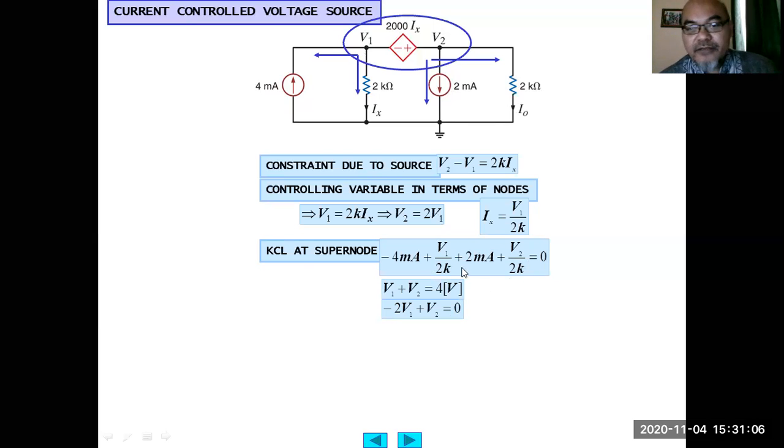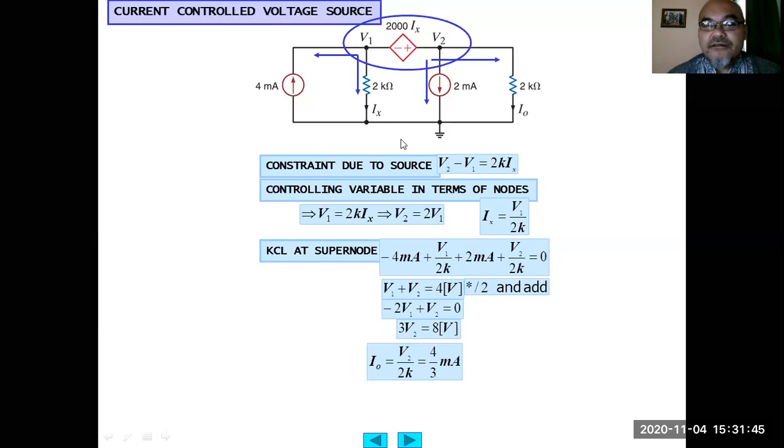So from here, multiplying each term by 2K, we obtain V1 plus V2 equals 4 volt. And then since we also obtain minus 2 V1 plus V2 equals 0, this is divided by 2, and adding, we obtain 3 V2. Basically here we use this formula V2 equals 2 V1 in this equation. We obtain 3 V2 equals 8 volt. Okay, so we obtain the value of V2.